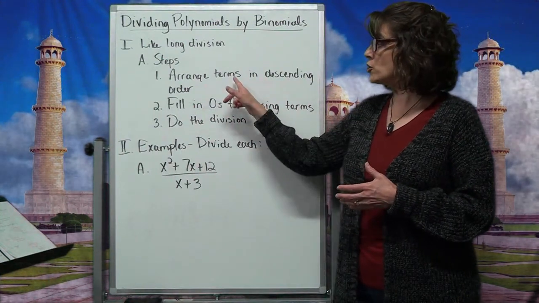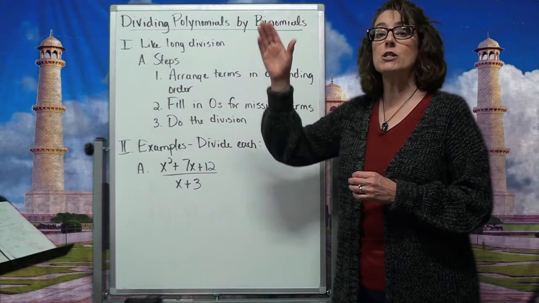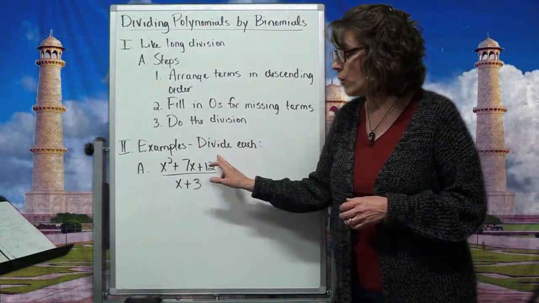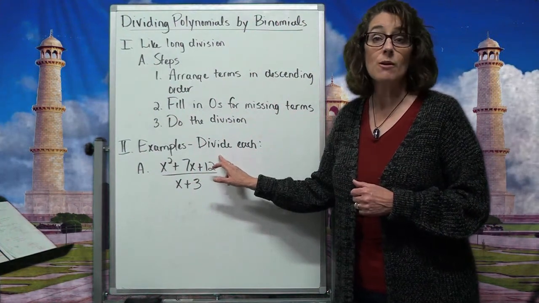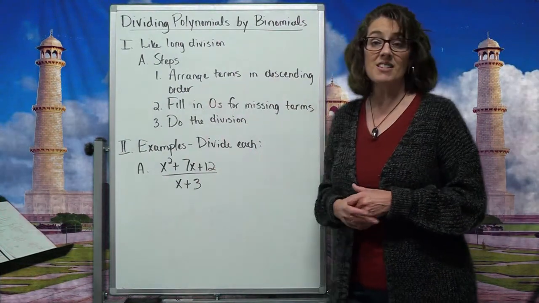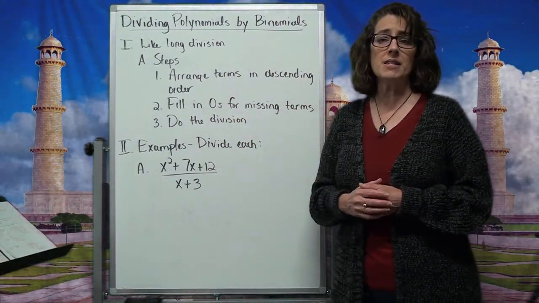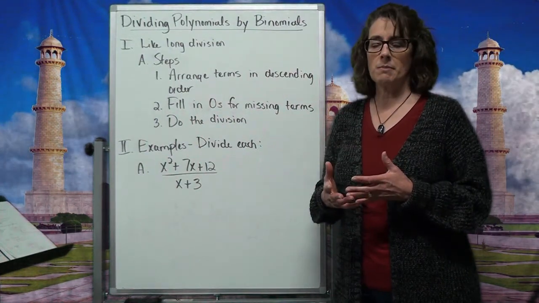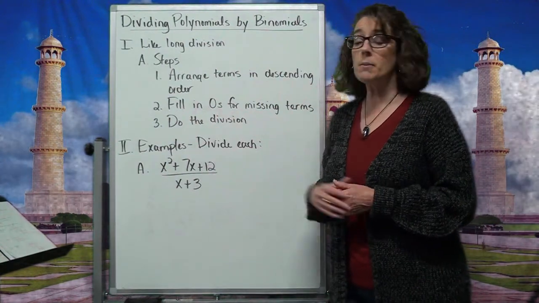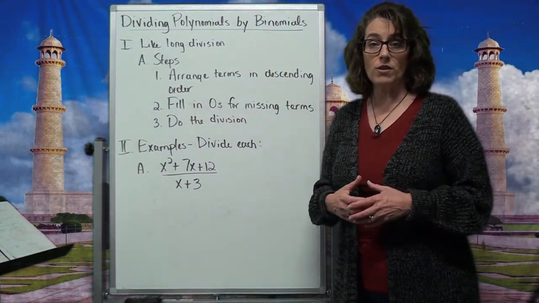So you need to make sure that your terms are listed in descending order. Descending means going down. You can see here that I've got second power, first power. That would be basically to the zero power, because remember we talked about anything to the zero power is 1. So this is listed in descending order. You need to fill in zeros for any missing terms, which I know doesn't make any sense right now. We're going to see an example of that so you'll understand what that means. And then you simply do the division, very much like elementary school long division.